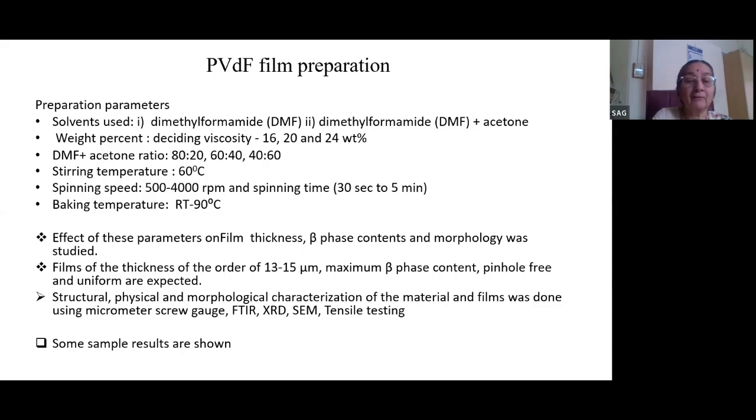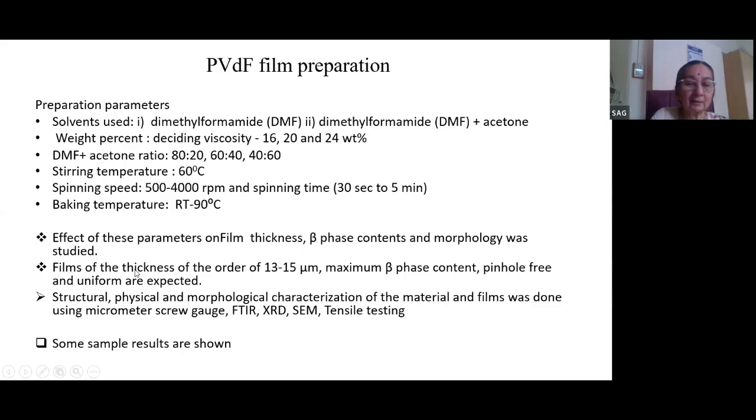Baking temperature: after converting into a film, we dry it, and the baking temperature changes the structure of the film. We varied it between room temperature and 90 degrees. The effect of these parameters on the film thickness, beta phase content, and morphology was studied. We required films of a thickness of the order of 13 to 15 micrometers so that they are handleable, with maximum beta phase to have good sensitivity, and the sensor should be pinhole free and uniform for getting the best result.